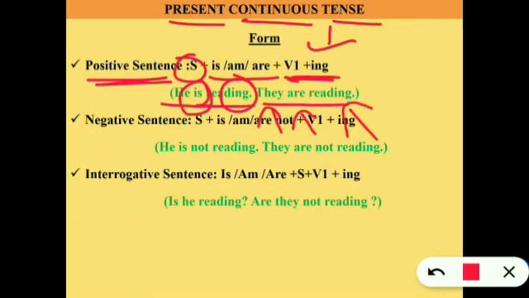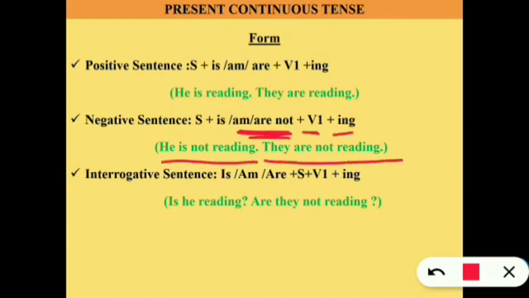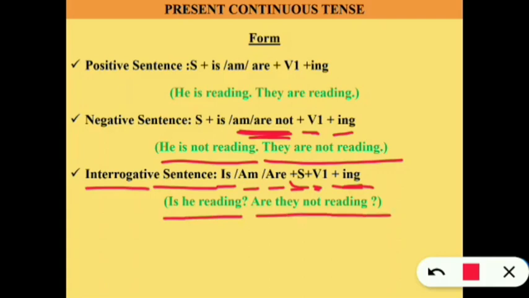Next, negative sentence: subject plus is/are not, verb 1 ing form. Example: he is not reading, they are not reading. Next is interrogative sentences. Is/are in front to make it a question, then subject, verb 1 with ing form. Example: is he reading, are they not reading? Alright, so I hope this is clear. Wherever you find ing form, this is continuous tense.